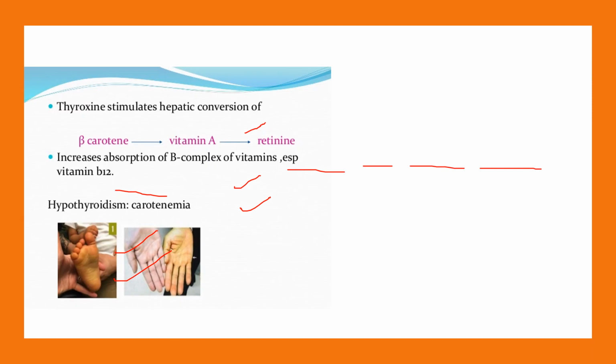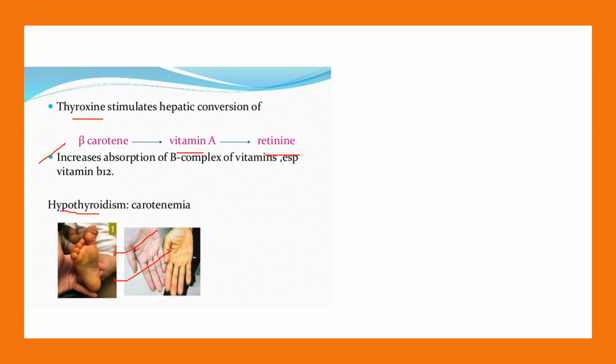Now, another important function of the thyroid hormone is that it converts beta carotene to vitamin A and retinal. It is helped by the thyroxine. So it increases the absorption of B complex of vitamins, especially vitamin B12.